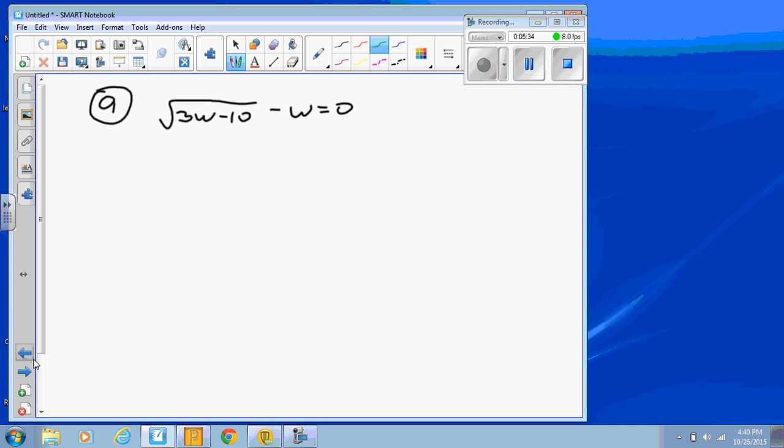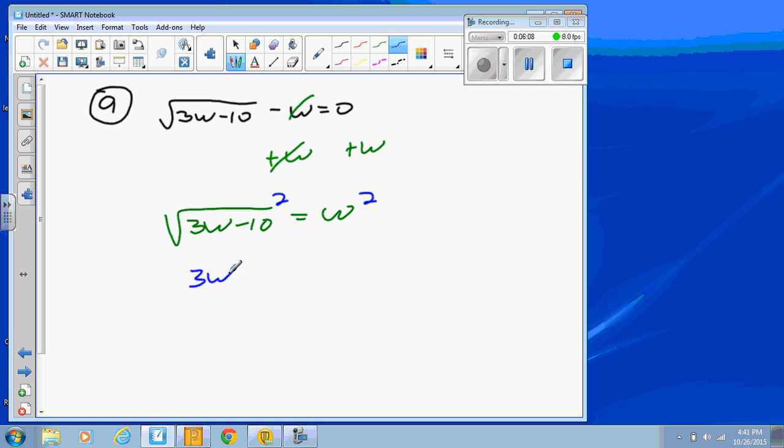All right, the problems are going to start getting a little harder here because now we have variables outside of a square root sign. So before we square both sides, I want to get the radical symbol by itself. So I'm going to add w to both sides. These are going to cancel, so I'm going to have the square root of 3w minus 10 equals w. And now I want to get rid of the square root sign by squaring it. So I square this side and I square this side. That's 3w minus 10 equals w squared.